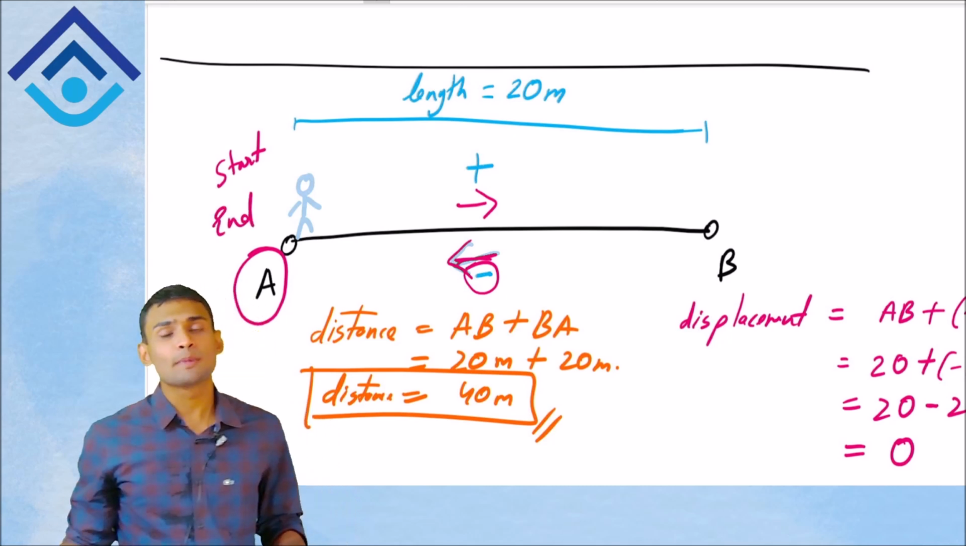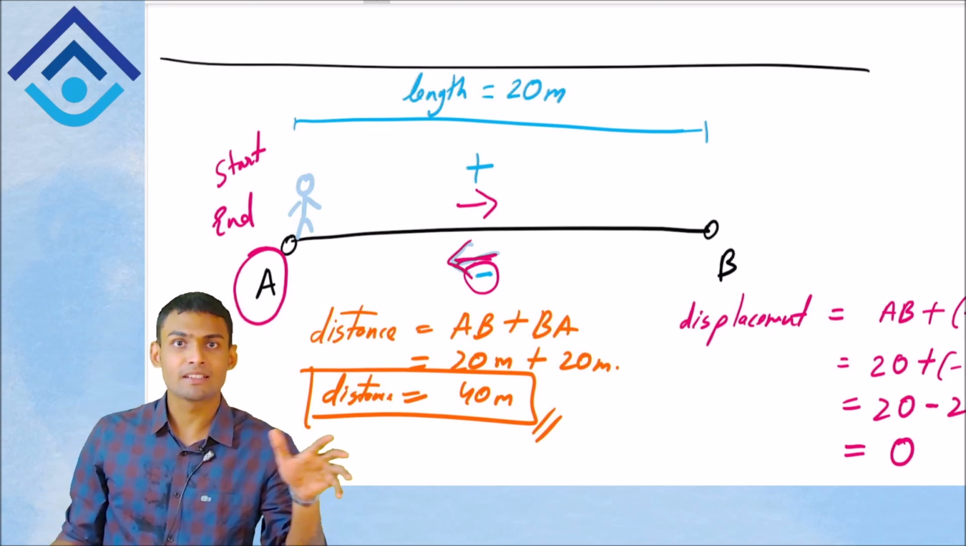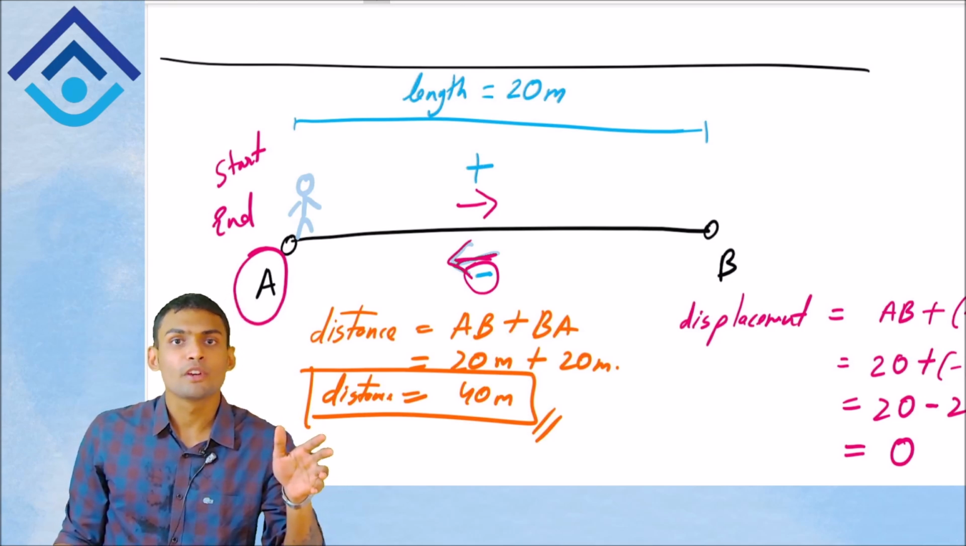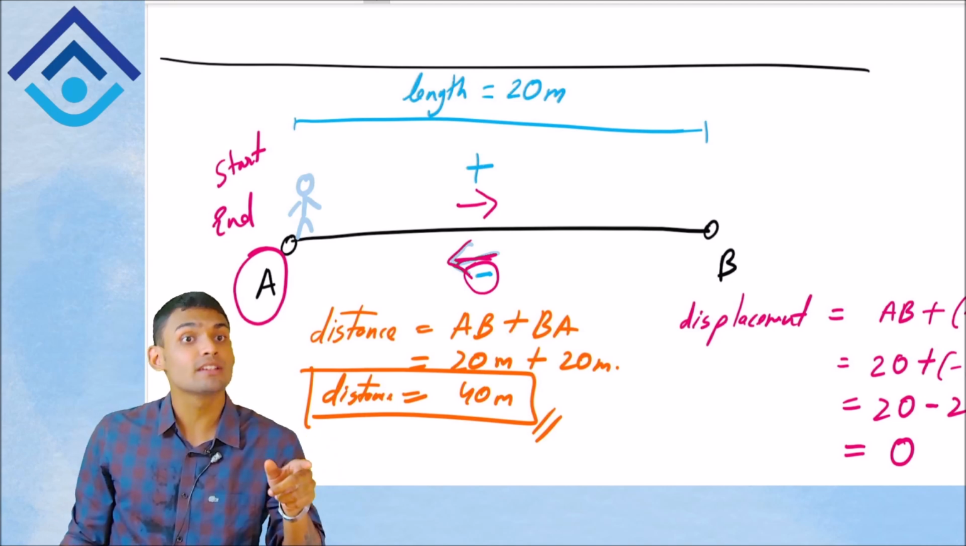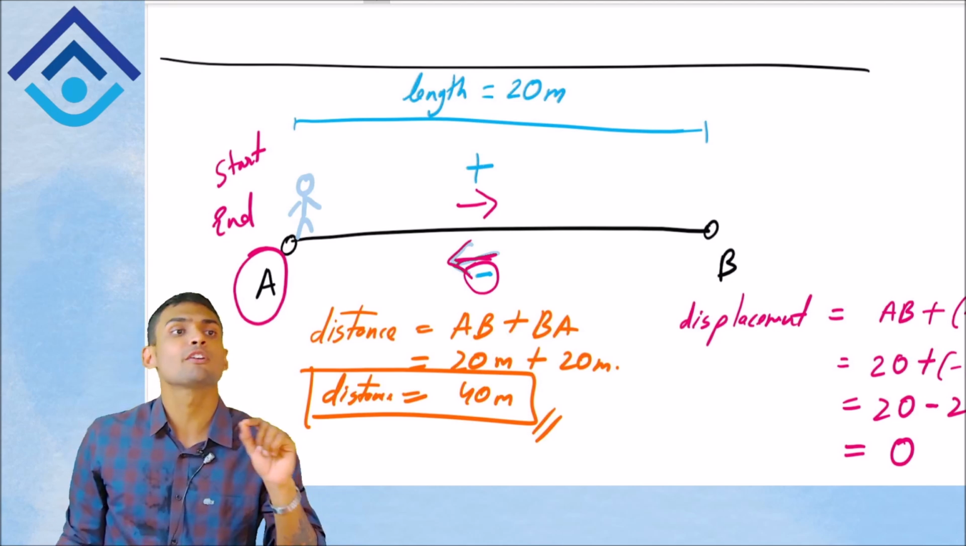How much have you displaced? How much have you moved from your original position when this experiment started? You have moved nowhere. Even though you have gone 20 meters and come back 20 meters, you have covered a distance, you have covered a magnitude, that is your mehnat.